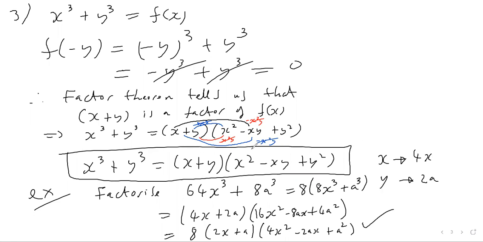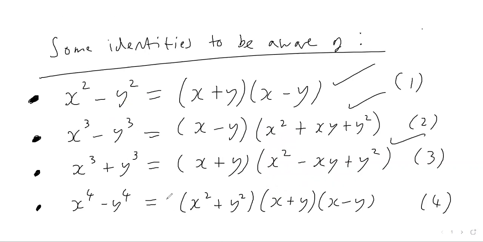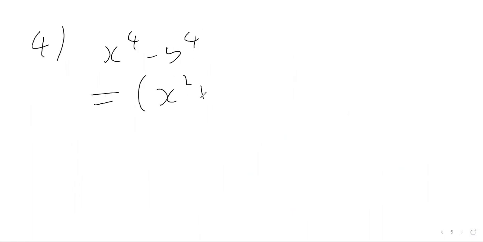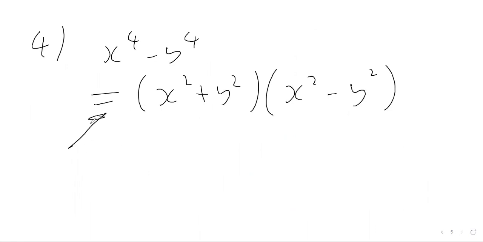So yeah, again, you can apply the formula with these kinds of examples. So that's our third one done. And then our last one, x to the 4 minus y to the 4. So this is just an application really of the difference of two squares. So x to the 4 minus y to the 4 is just the same as x squared plus y squared times x squared minus y squared. So again, this is just an application of the difference of two squares.